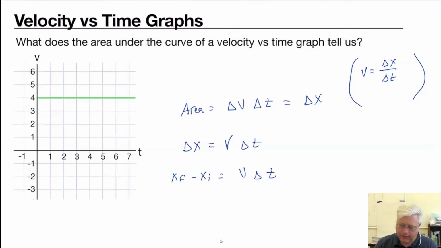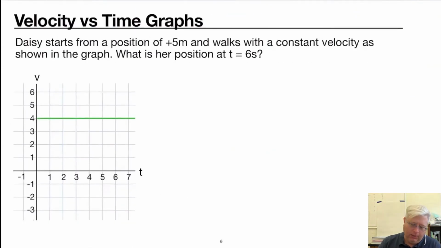All right, so let's try an example of this then. Let's say that we have a graph here, and going along with the graph, Daisy starts from a position of +5 meters and walks with a constant velocity as shown on the graph. So what is her position at t = 6 seconds? She's moving with a constant velocity. We can read that from the graph, 4. I should have put units, but let's just say the units are meters and seconds.